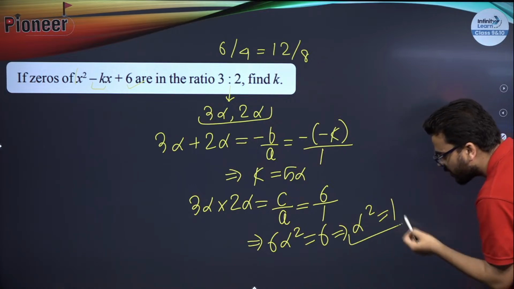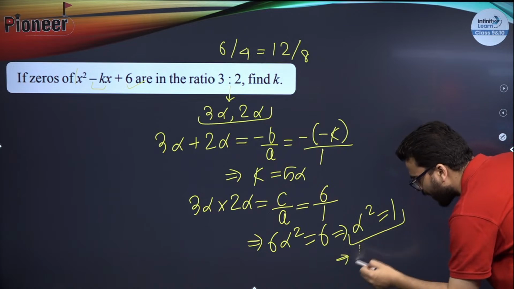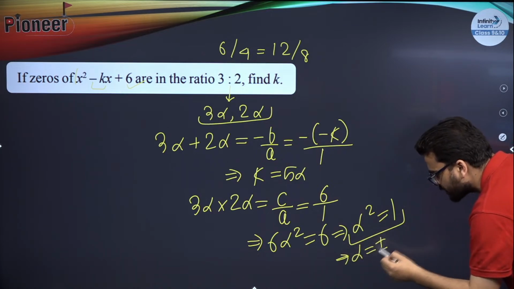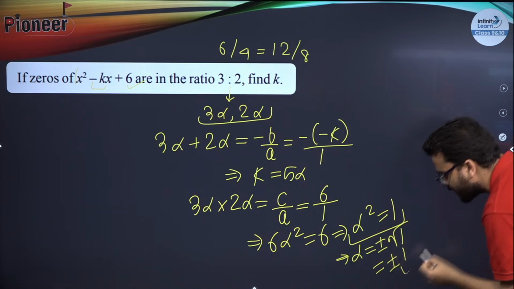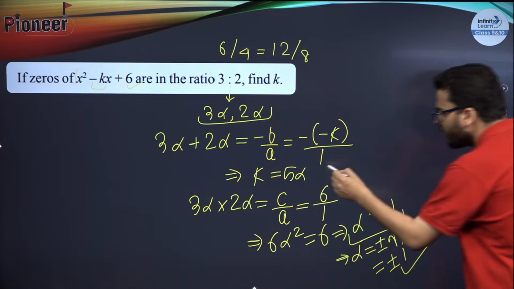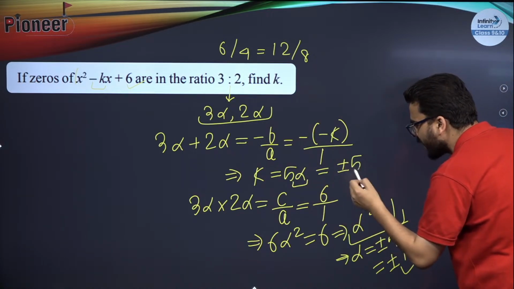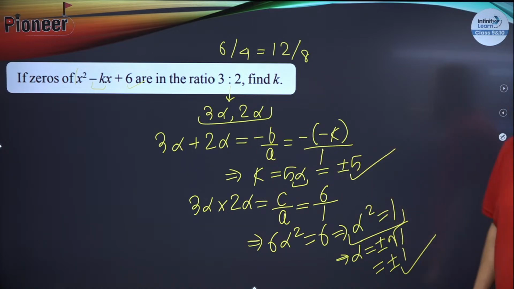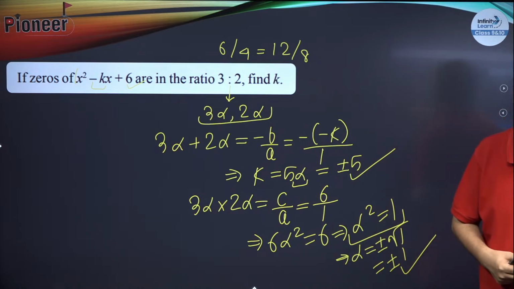Now you see, this is a quadratic equation in alpha, so you will get two values of alpha, right? Alpha will be equal to plus minus square root of 1, or you can say alpha is equal to plus minus 1. So alpha is plus minus 1 means k will be equal to what? Alpha is plus minus 1, so k will be equal to plus minus 5. I hope it is clear. So k is equal to plus minus 5. Two answers are possible over here.